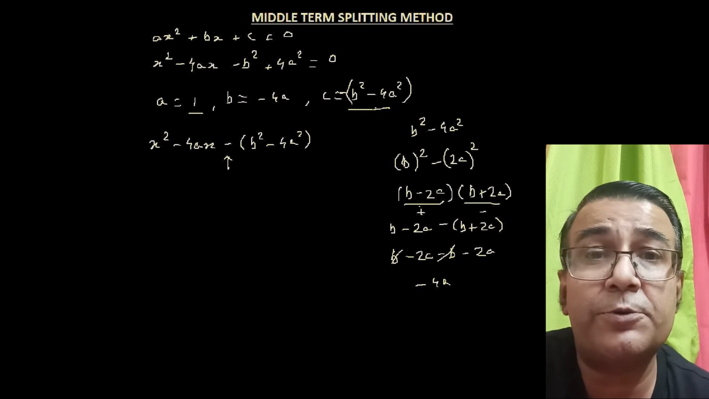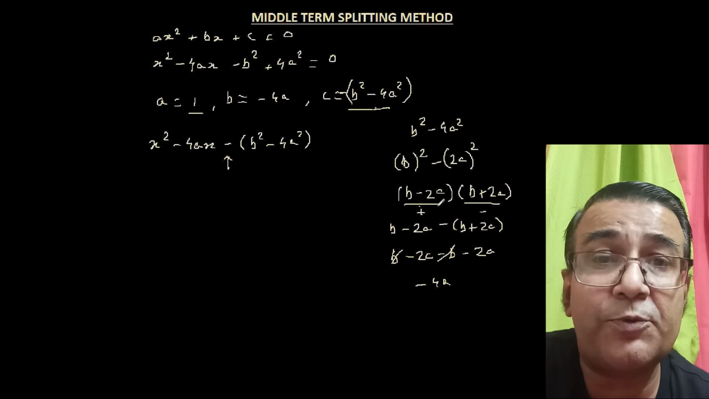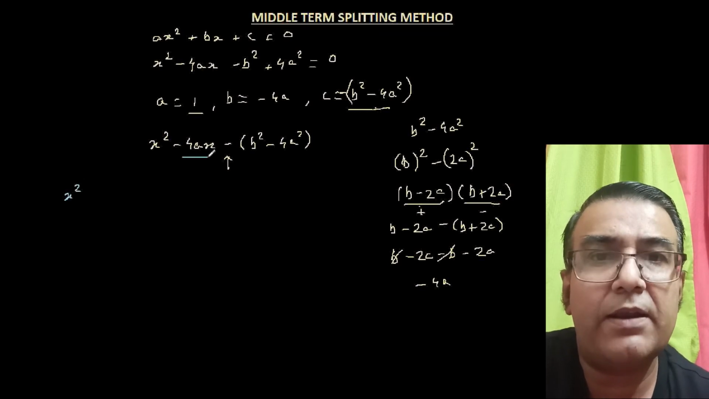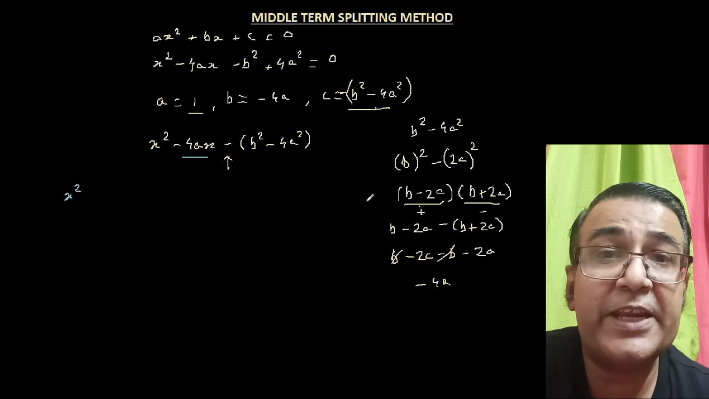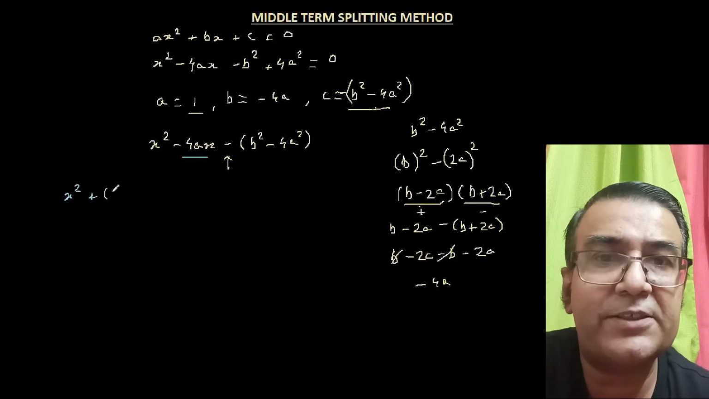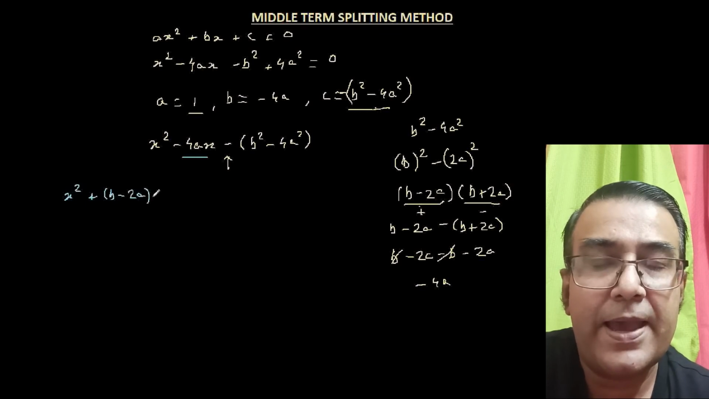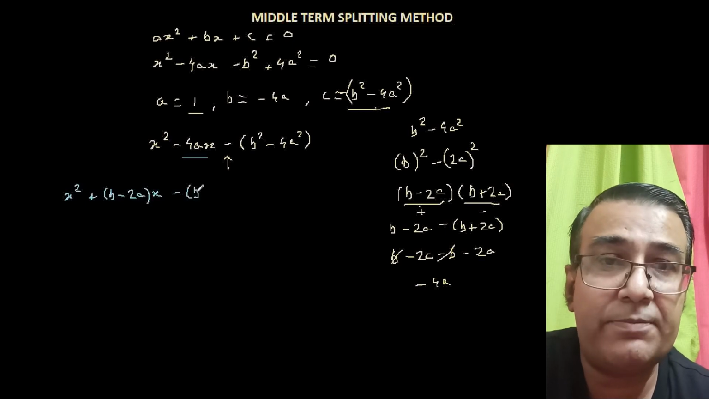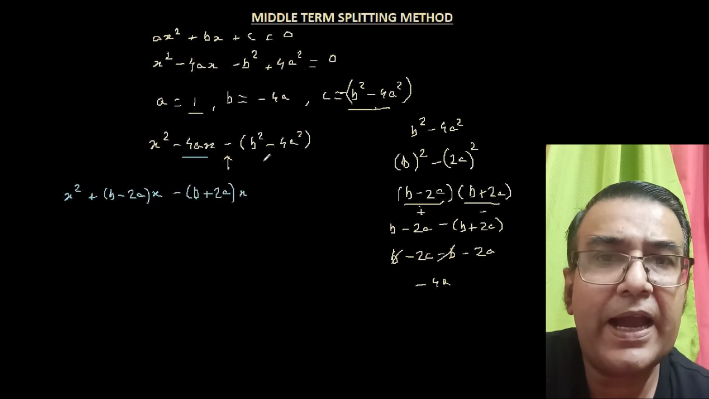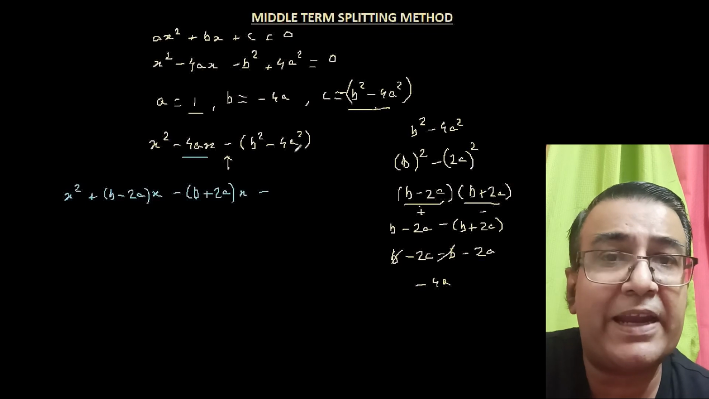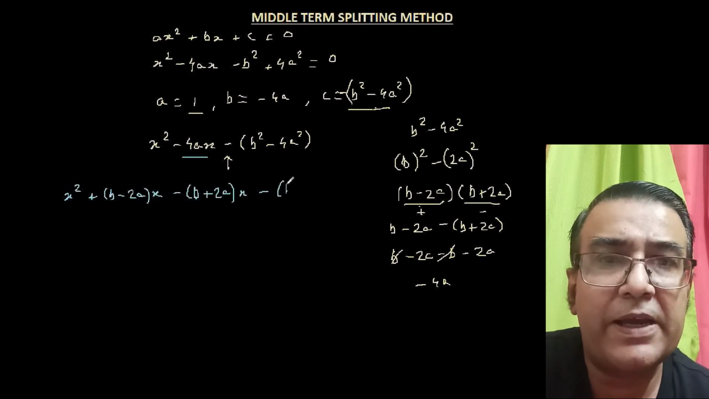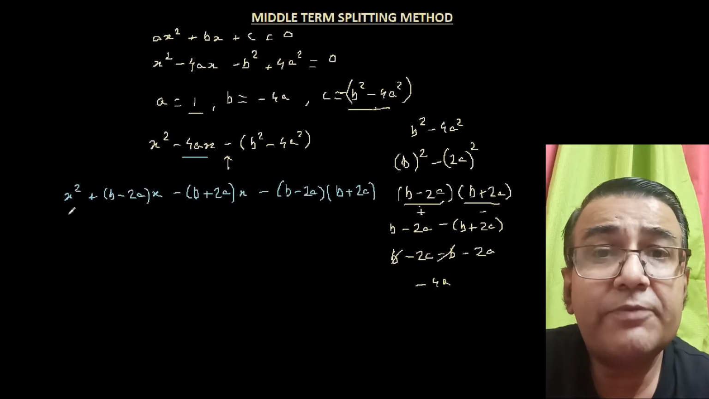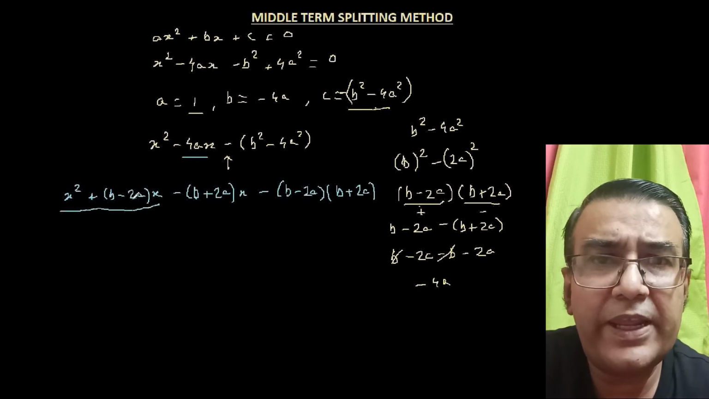So what we are going to do is we are going to write this minus 4ax as a difference of these two factors. So we will get x square, and because we were taking this as positive, we can write it as b minus 2a times x, and this has to be negative, so minus b plus 2a times x, and this c term I can again write it as a product of two factors, so minus b minus 2a times b plus 2a.